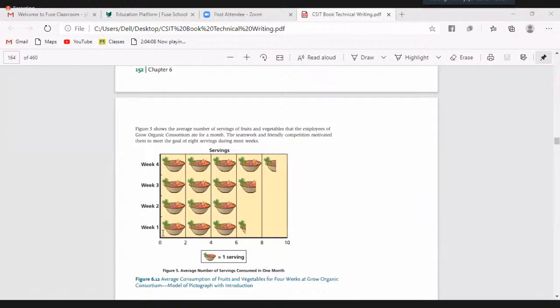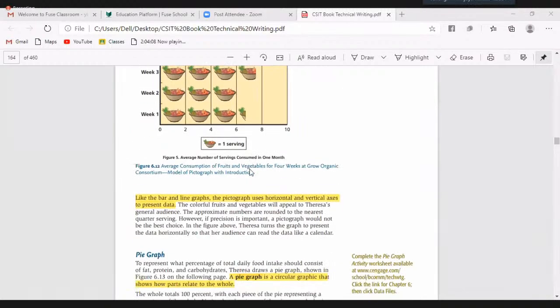So you can see in week 1, how many? 1, 2, 3, and a little bit here also. Then in week 2, only 3. Then in week 3, let's say almost 4. And here in week 4, what do you find? That is 4.5, isn't it? This is the serving rate.